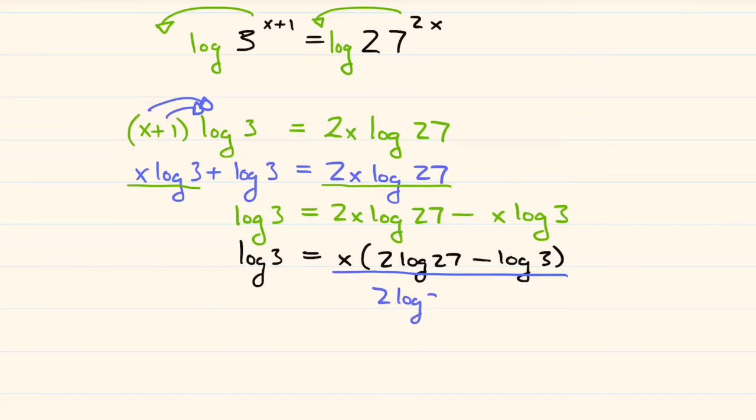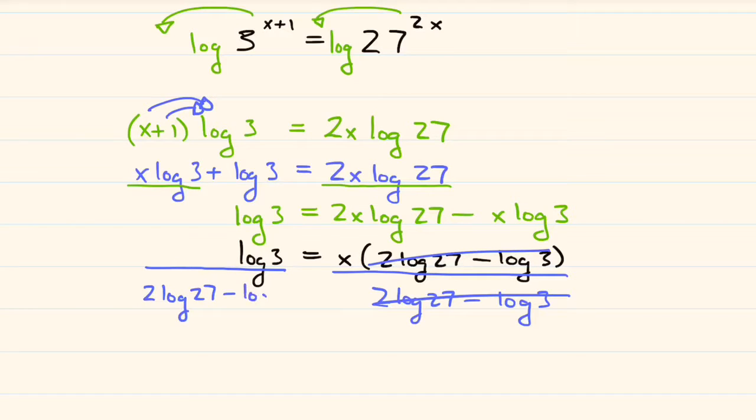Then all I have to do is divide both sides by the 2 log 27 minus log 3. X is going to equal then log 3 divided by (2 log 27 minus log 3). What you need to make sure of is that you divide the log 3 by the whole denominator, 2 log 27 minus log 3. So you need to put brackets around the whole denominator.